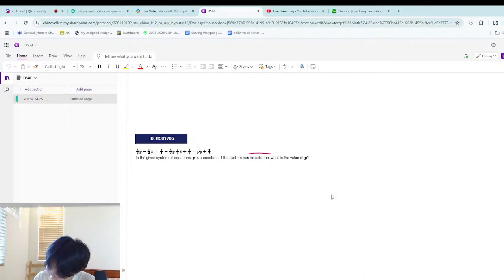So, there's two different equations here. I want to first get that into y equals mx plus b form. You can do slope intercept form if that is more familiar to you, but I like my y equals mx plus b. So here we go.